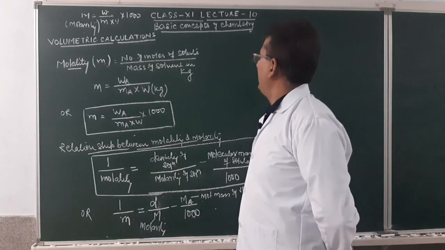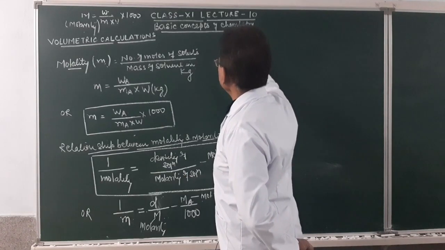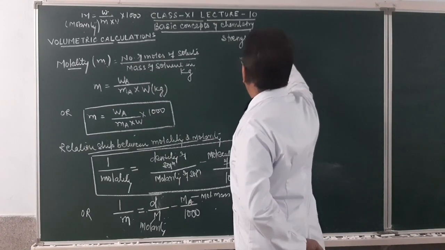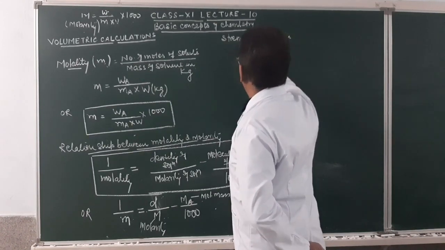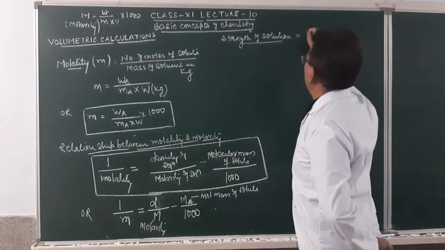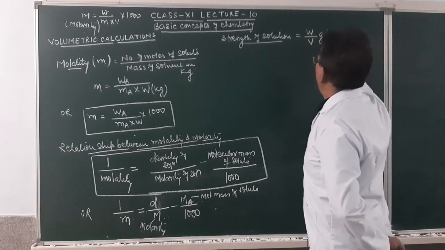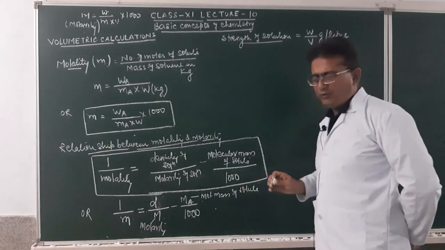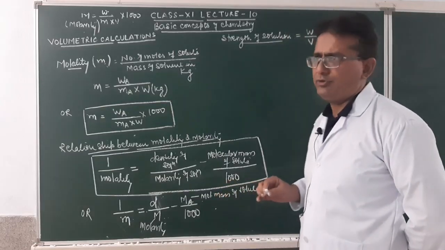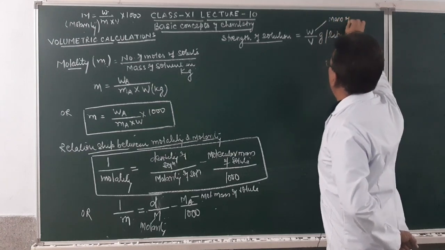Now, if I say the third way is the strength of the solution. How do we express the strength of a solution? The strength of the solution will be equal to W upon V. This is W upon V. This is in gram per liter. So we define it as the mass of a solute present in the V liter of the solution. So this is a mass of solute.